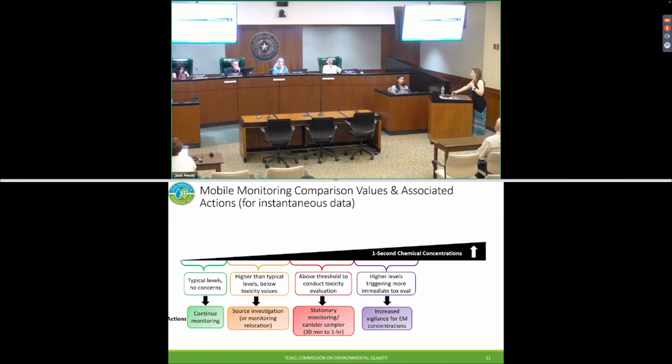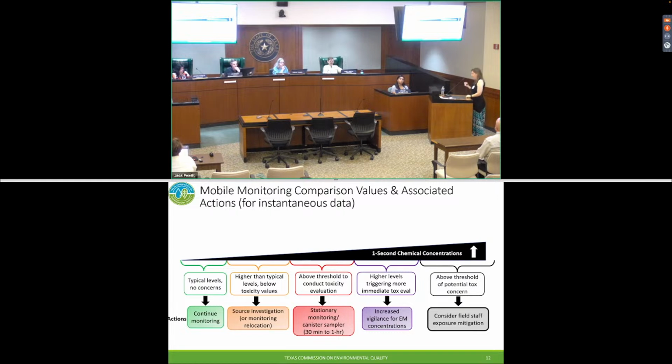As we continue to go higher in terms of concentrations, then we get into this purple range, and for this purple range we consider that this is where our staff need to increase their vigilance about those chemical concentrations that they're monitoring for, to think about staff safety. That's a change in perspective from finding out what's going on with the ambient air to making sure that our staff are in a good place.